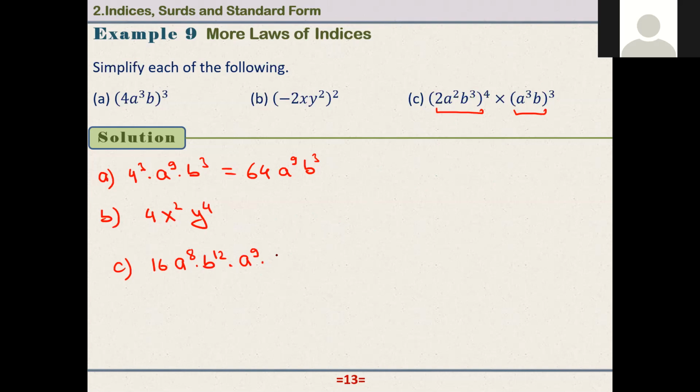And this one is b cubed, which is equal to, now let's simplify this. Here we have a to the power 8 multiplied by a to the power 9. So we should add their exponents. 8 plus 9 is 17. And now here we have b to the power 12, and b cubed. Multiply, 12 plus 3, that is 15. Okay.